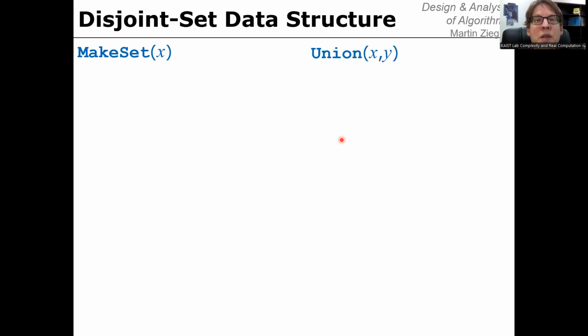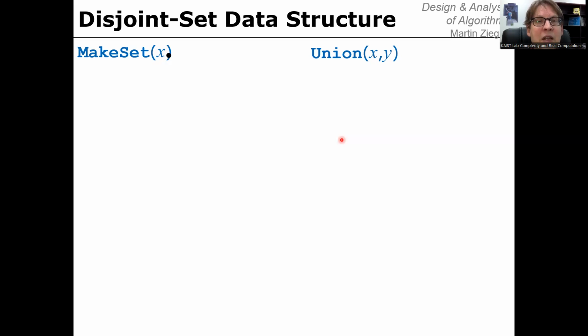Then we have the union operation. The union operation receives two elements, and these two elements are considered as representatives of the sets that they lie in. So X lies in some set that has previously been created. Y lies in some other set, that's important, that has previously been created, and the union operation is supposed to take these two sets and combine them into one larger set and return the handle to that larger set.